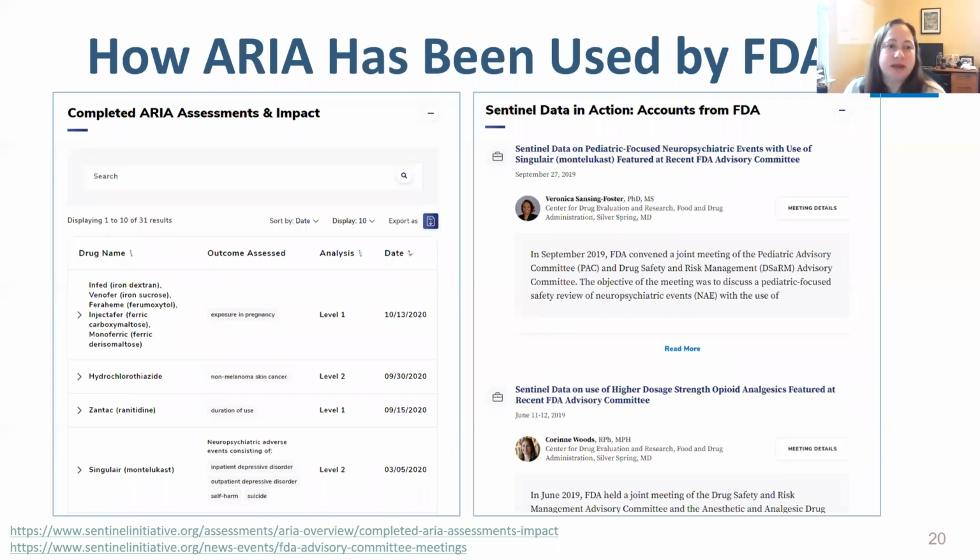If you click the arrow on each of those on the left, it'll give you a drop down with a description of what regulatory decisions or actions FDA took, as well as a link to the results that I mentioned earlier, a PDF of basically all of the output and the data. On the right is a different page, highlighting mostly advisory committee meeting presentations that have incorporated Sentinel data as anecdotes of how we've used the information.